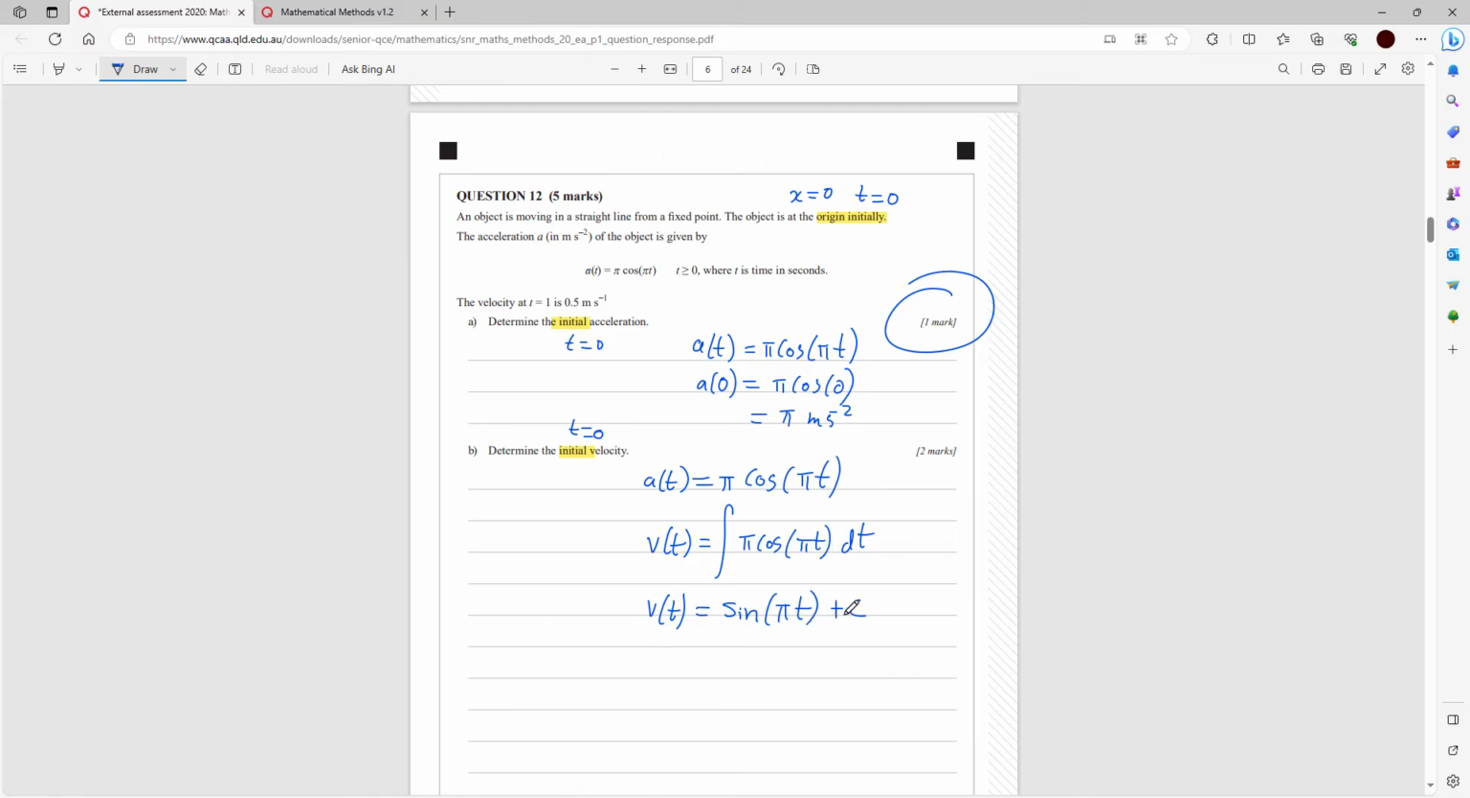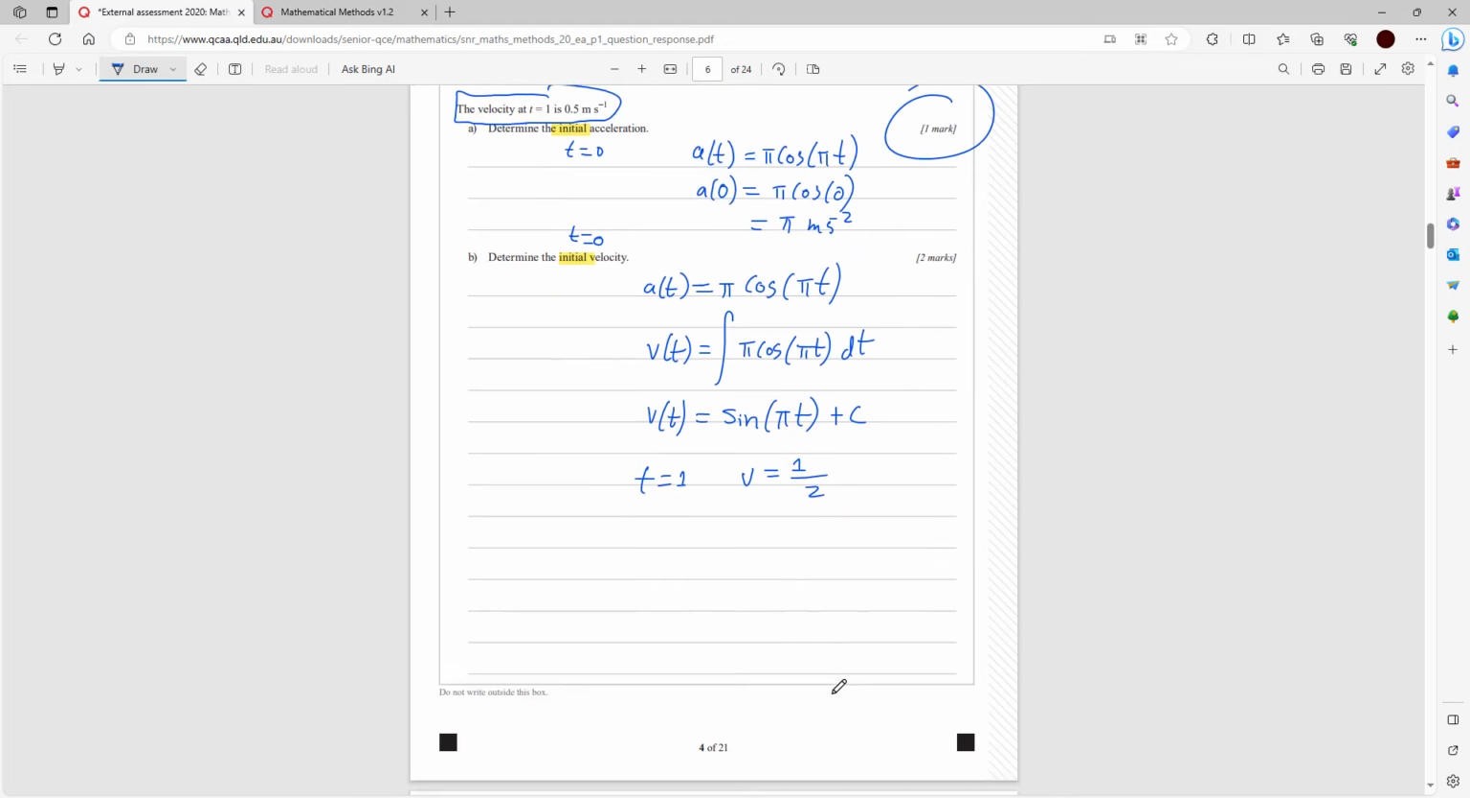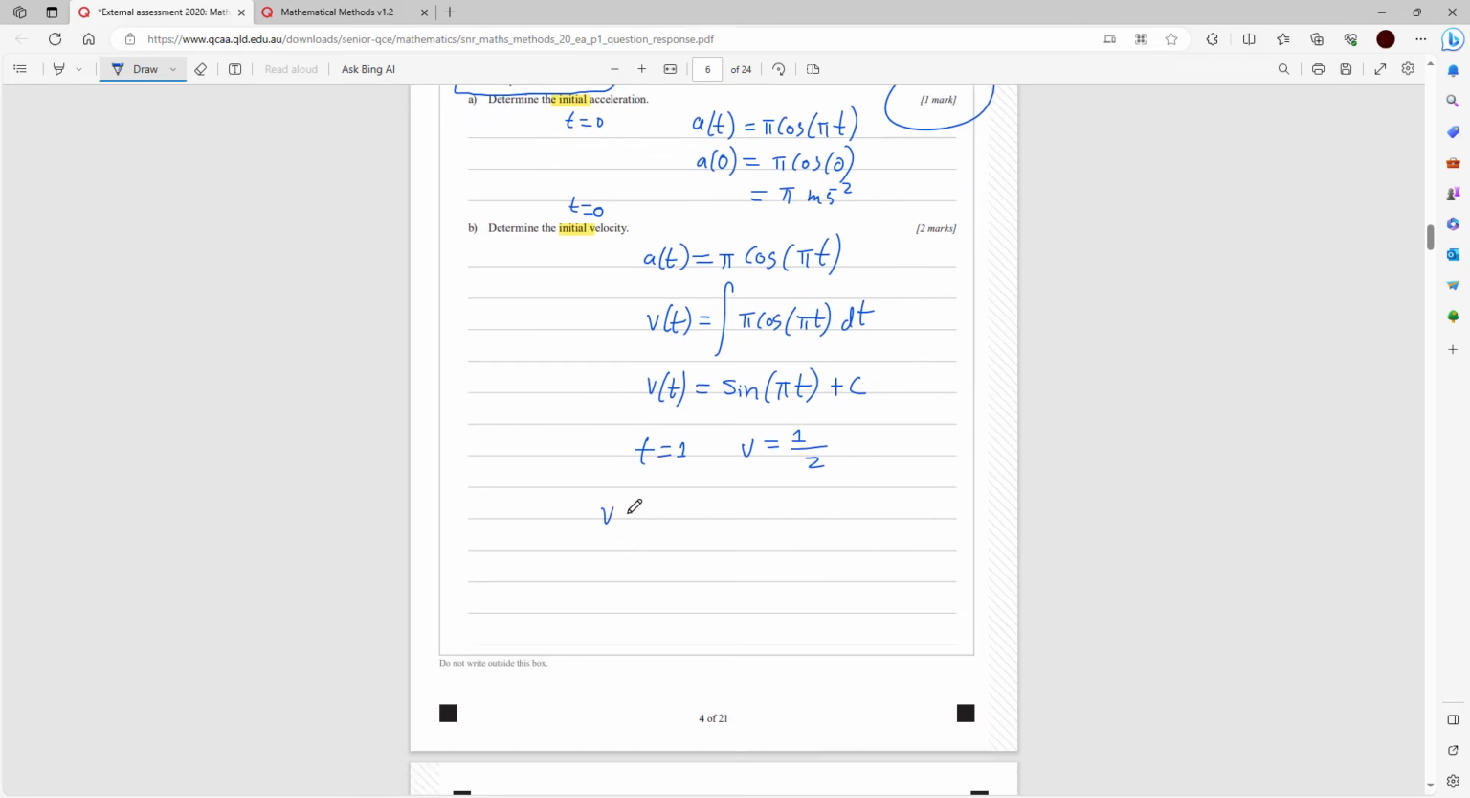Now, how do we work out what this plus c is? Well, we got told this information up here. The velocity at t equals 1 is a half. So that means t equals 1, v equals a half. If I sub that in there, we get v(1), sine of pi times 1 plus c, is a half.